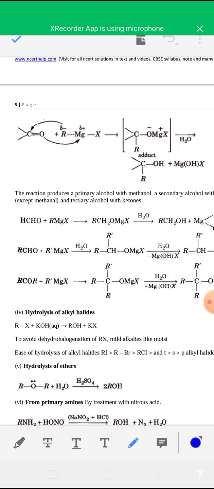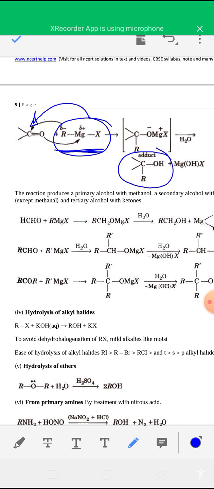alcohols. The next method is from carbonyl compounds using Grignard reagent RMgX. RMgX is known as Grignard reagent, alkyl magnesium halide. When Grignard reagent is added to a carbonyl compound, an aldehyde or a ketone, and after hydrolysis in the next step, finally you will get an alcohol. For example, when formaldehyde is treated with RMgX, you will get RCH2OMgX, and after hydrolysis you will get RCH2OH.